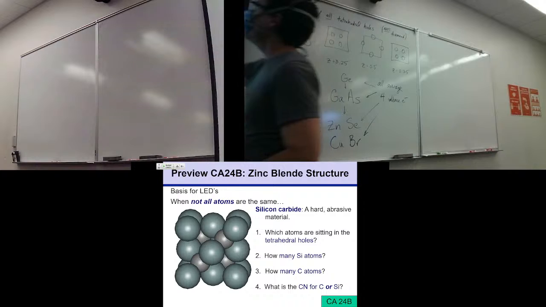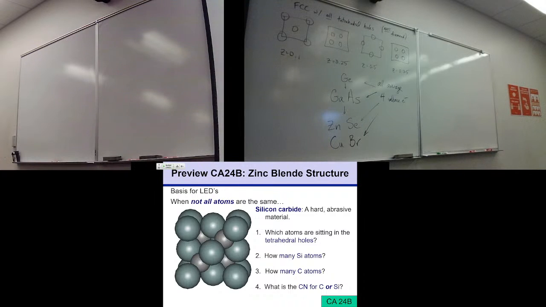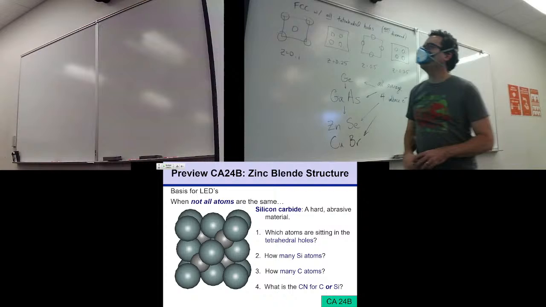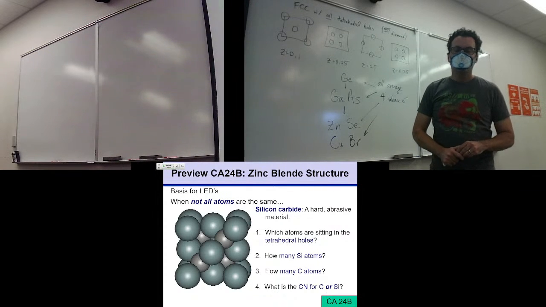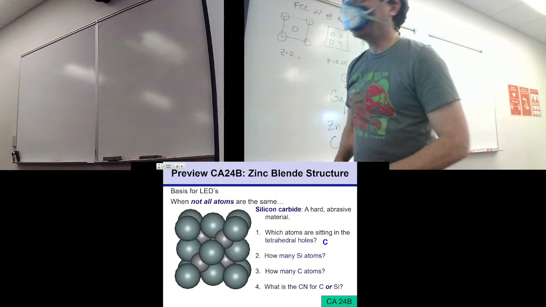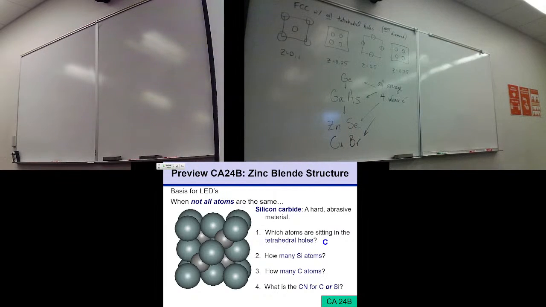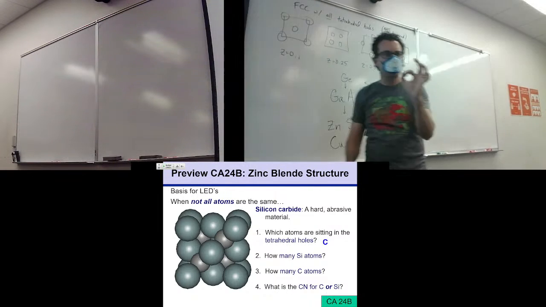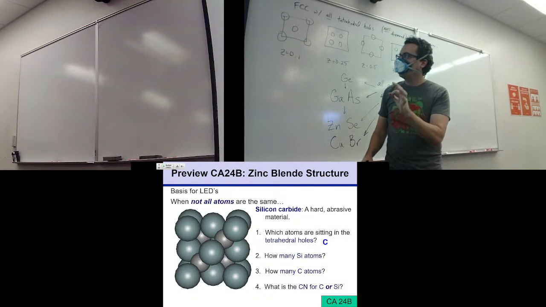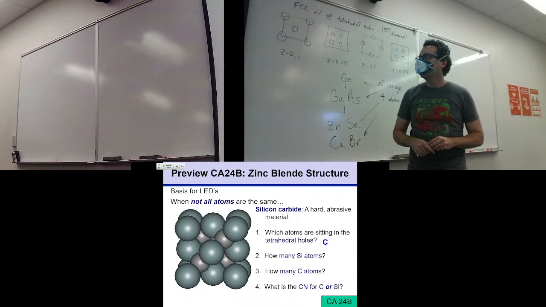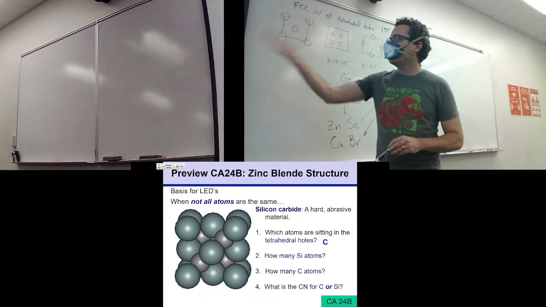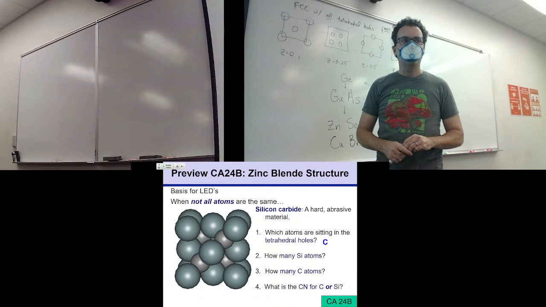So if this is silicon carbide, which has the zinc blend structure as well, which atoms are sitting in the tetrahedral holes? I mean, I already gave it away. They're the carbon atoms. Why? So that's the tetrahedral holes, and this is the FCC lattice positions. I think you can see that the holes are a little bit smaller in this model. So the smaller atom has got to be the carbon between silicon and carbon. Silicon carbide is silicon and carbon. It's got to be the carbon ones. How many silicon atoms are there in this structure, in this unit cell?